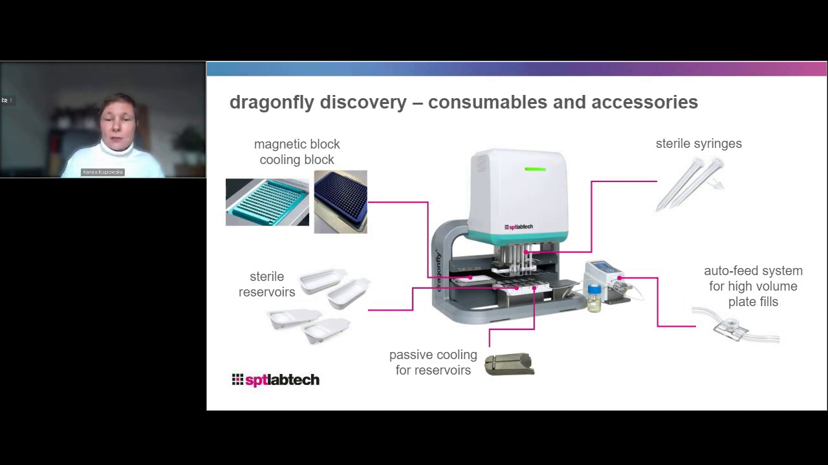reservoirs. And finally, for setups where higher volumes are required to be dispensed, or more in a production environment, instead of using single consumables like reservoirs, there is the possibility to have the pump system. Together with the peristaltic pump and the tubing, there is an auto-feed system to fill the plates.